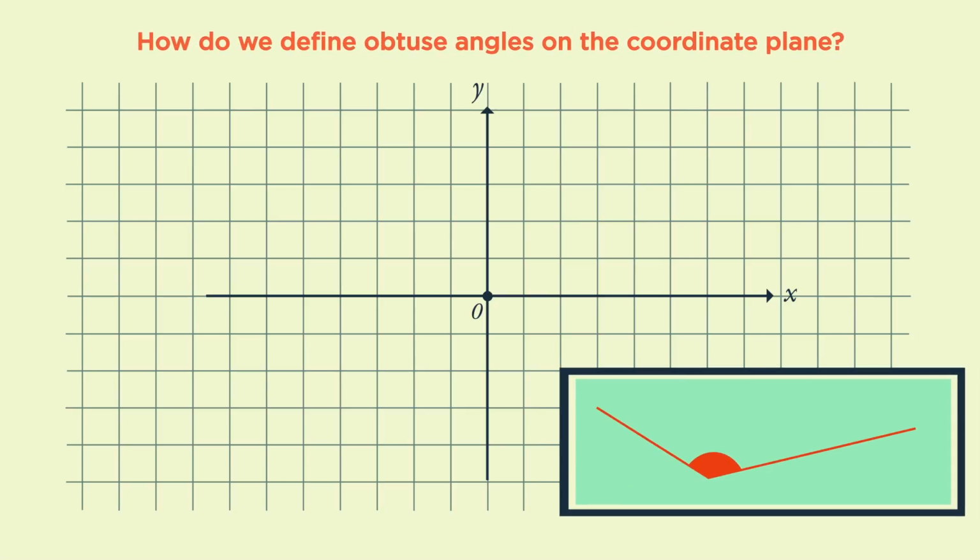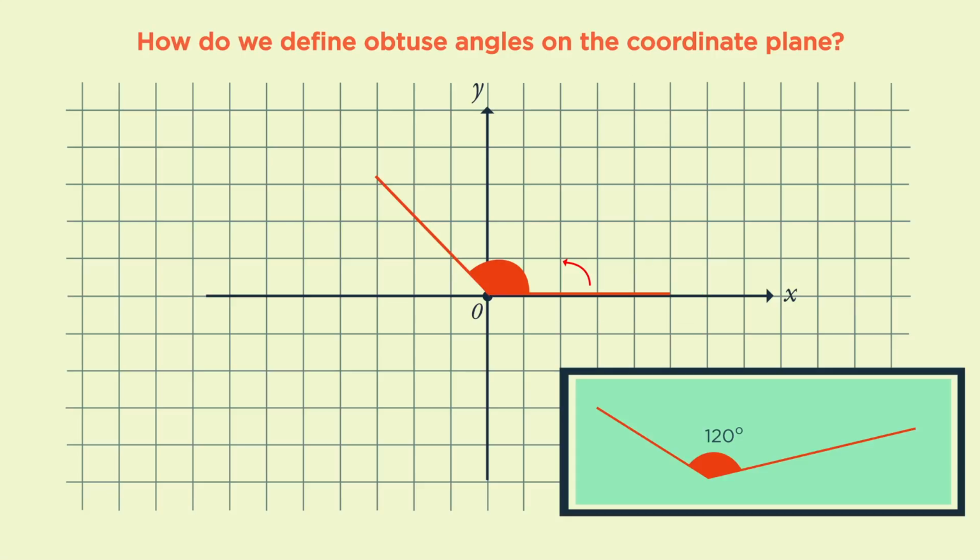Let's now consider obtuse angles. How do we define a 120-degree angle on the coordinate plane? Once again, we start from this positive x-axis and move in an anti-clockwise direction. Here's 90 degrees. So let's go a bit further to 120 degrees. So this angle between the positive x-axis and this line is 120 degrees.